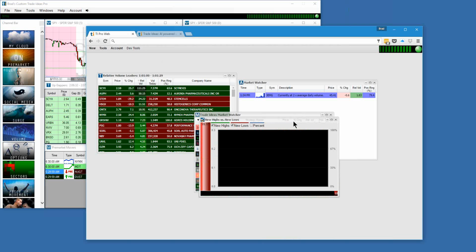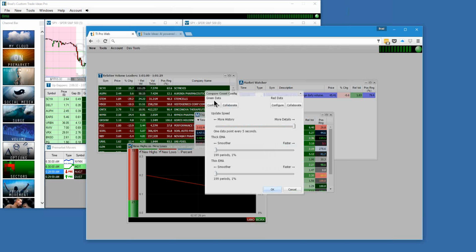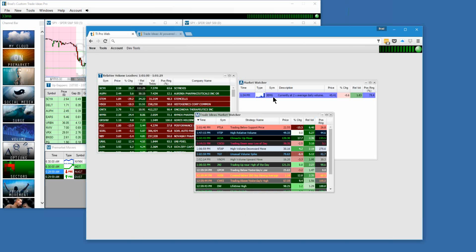The compare count window, that visualization, and remember, everything is configurable, right? So if you go in, you can configure it and tell it exactly what you want it to look at. What do you want the green data to convey? Maybe it's 52-week highs. What do you want the red data to convey? 52-week lows. Whatever it is that you want to convey, you can go ahead and set it up in that fashion right there. Let me clear a few of these.